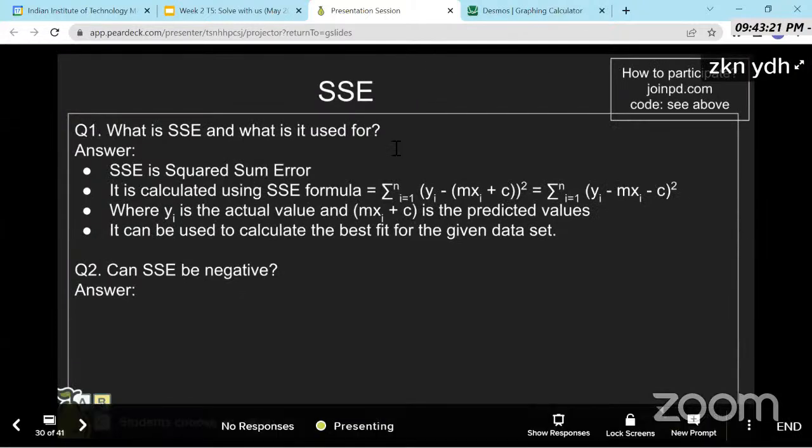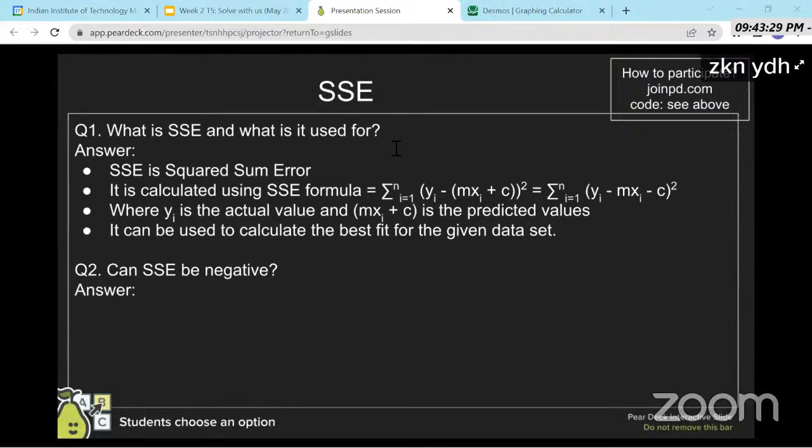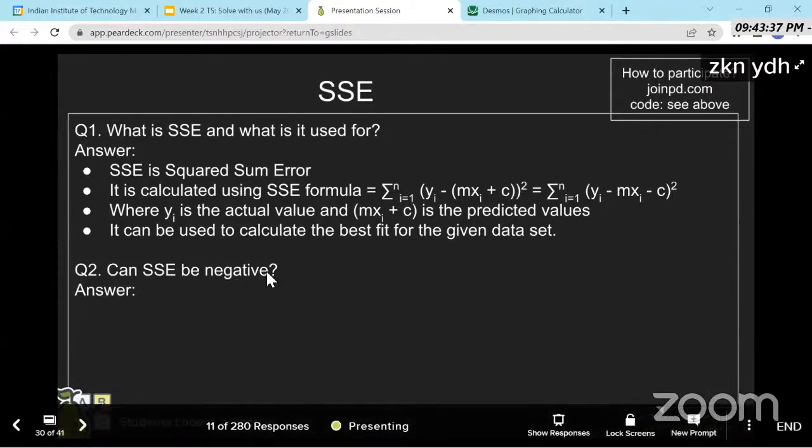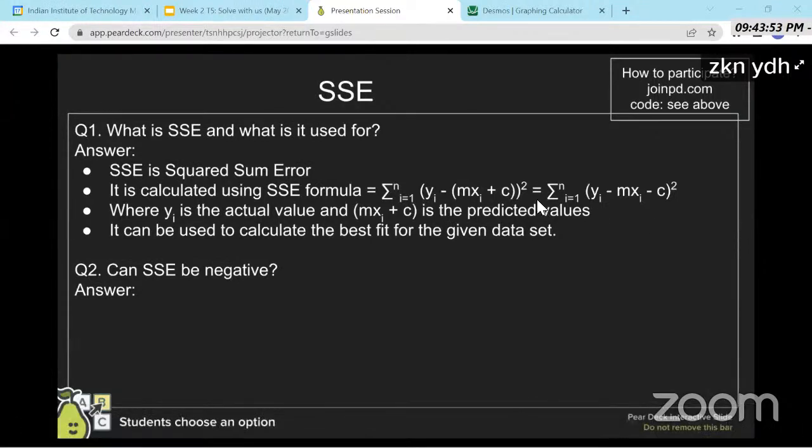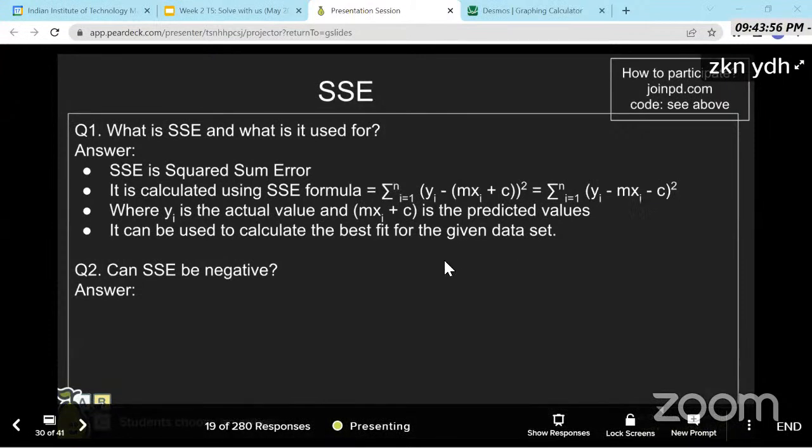I'll ask 2 persons randomly. Maybe Anil, are you here? Yes, sir. Could you tell me, can SSC be negative? No, sir. Why? It's a squared, sir. Yes, exactly. SSC is sum squared error, and every value will be squared. So even if it is negative, it will be squared, and therefore the SSC value will never be negative. Thanks, Anil. You can mute yourself.